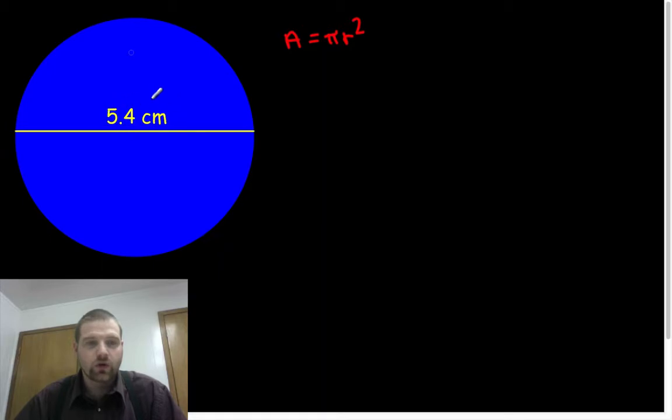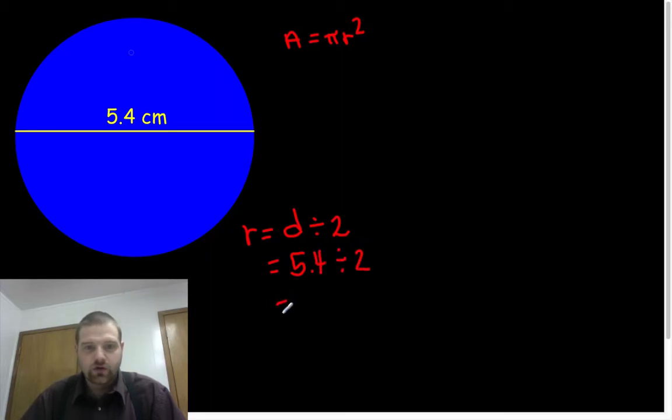But if we look at this circle, we see we've got a bit of a problem. We don't know the radius. We only know the diameter, which is 5.4 centimeters. So we have to solve for the radius first. The radius of a circle is equal to the diameter divided by 2. In this case, we have 5.4 as the diameter divided by 2, which gives us a radius of 2.7 centimeters.